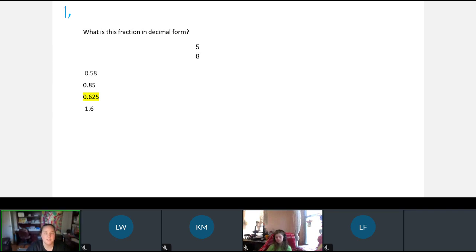And you can write out that fraction 5/8. So if you have a calculator, you can type this in your calculator, 5 divided by 8, and you'll get your answer, which is 0.625. However, on your state test, there is a portion of the state test where you don't have access to a calculator.